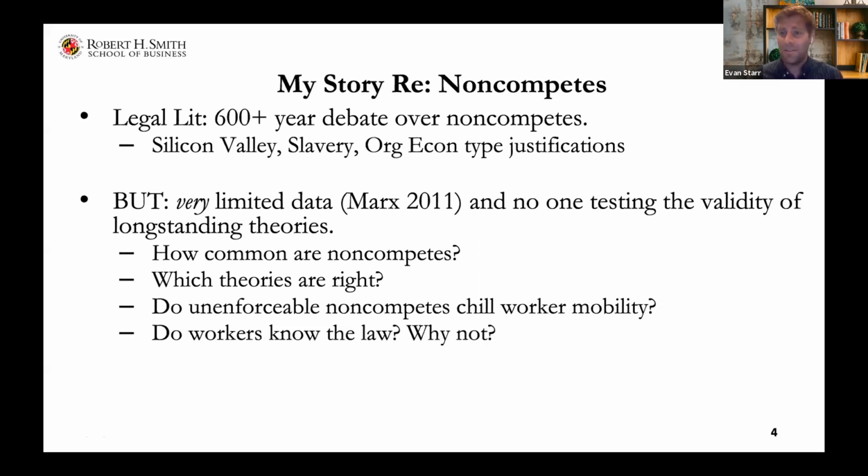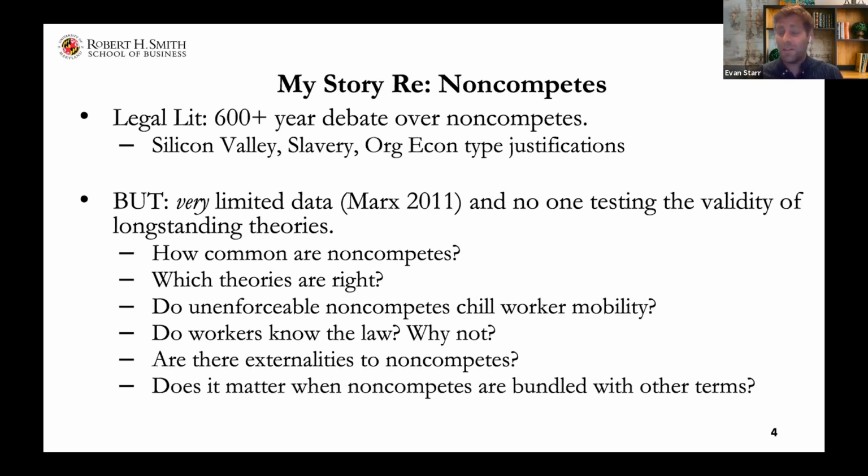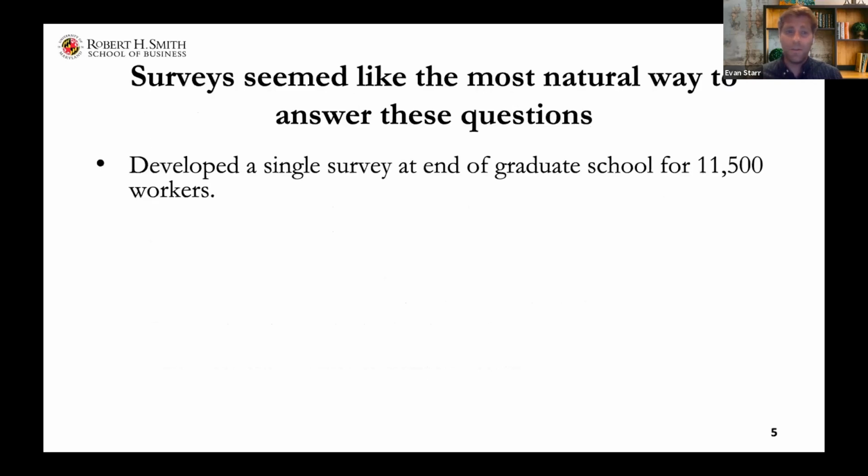In the US, at least, non-compete agreements are enforced by the state, and states have very different policies. So you might wonder, do workers even know what the law is? People tend to assume that they do, but is that right? It turns out it's not. There are also discussions about externalities: a non-compete is a contract signed between two parties, but it has implications for potentially other people. But what do those look like? And of course, a non-compete is just one part of an employment contract. Maybe there are other provisions that also matter similarly. In my view, when I was in graduate school, surveys really seemed like the most natural way to answer all of these questions.